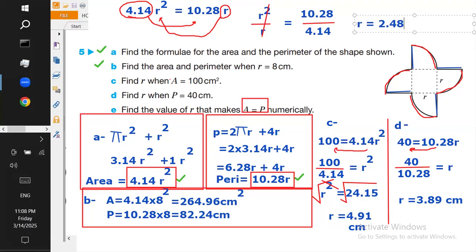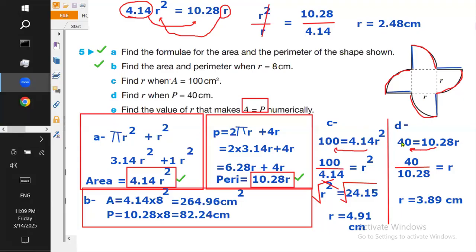or 2.5. This can be rounded if they ask you to round. If they don't ask you to round, it's okay, you don't have to round. And this is how you find the radius when both of them are equal to each other. That's it for this question. I hope you understood the idea of the question.